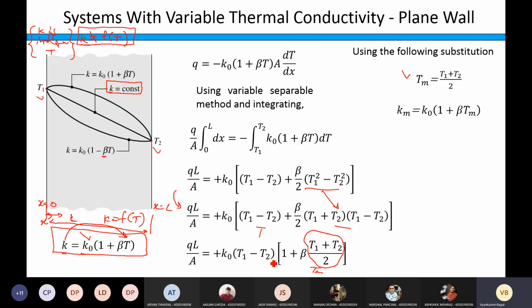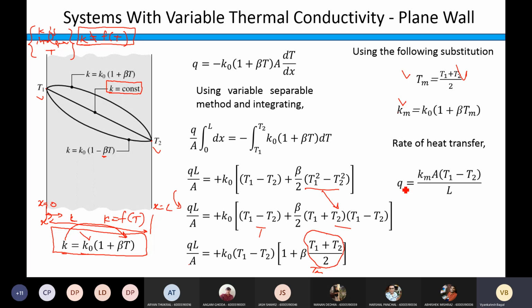This K naught is a multiplying factor for this bracket as well as this, right? So what I am going to write is Km. I am going to define mean thermal conductivity Km, which is equal to K naught into 1 plus beta Tm, right? So for Tm we have substituted this, and then for this whole term we substituted Km. So this is how the whole expression will change to this form.